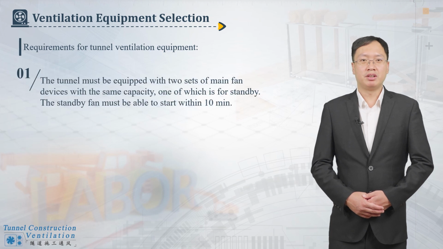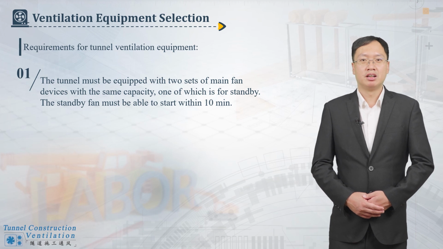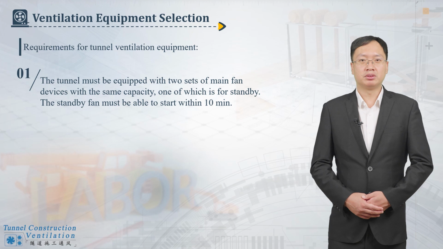Requirements for tunnel ventilation equipment. 1. The tunnel must be equipped with two sets of main fan devices with the same capacity, one of which is for standby. The standby fan must be able to start within 10 minutes.